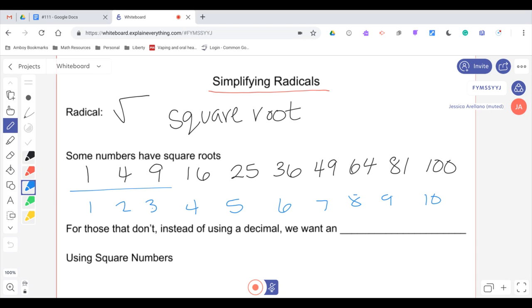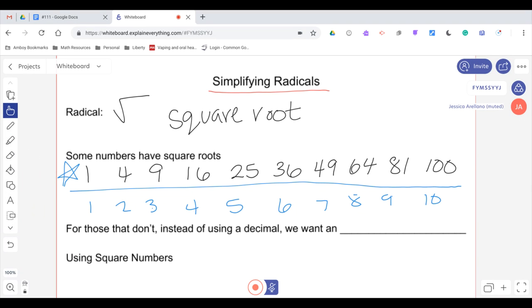All right, but these numbers in the first column, first row, those are our big ticket numbers. We really want to pay attention to those. It is good to know the ones beyond 100, but we'll get to that later.